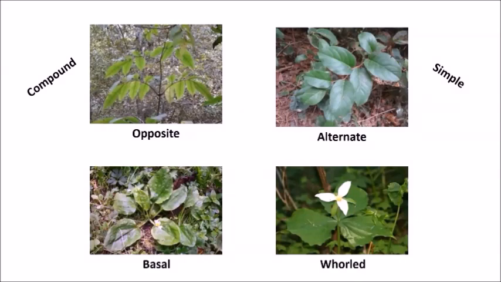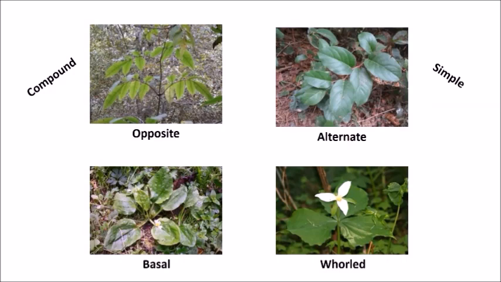Basal just means that the leaves only grow at the base of the plant, so close to the ground. And then whorled means that there's more than one. It's basically opposite, but they go all the way around the plant instead of just one on each side. And so with whorled, you'll have numerous leaves all around the plant.